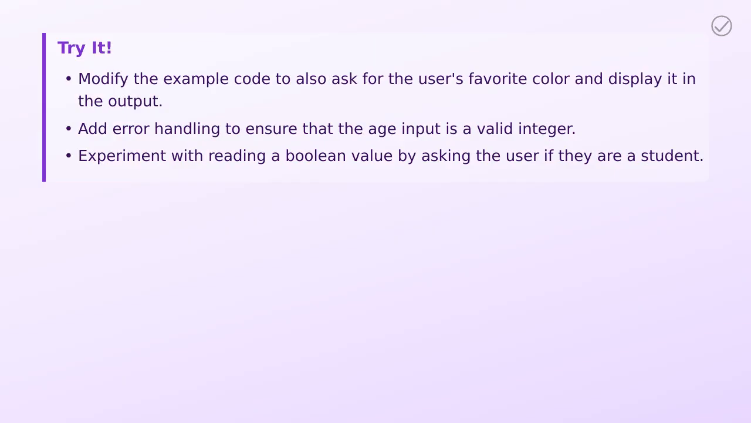Go ahead and work through this exercise. First, modify the example code to also ask for the user's favorite color and display it in the output. Next, add error handling to ensure that the age input is a valid integer. Also, experiment with reading a Boolean value by asking the user if they're a student.